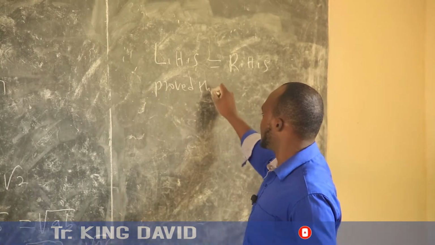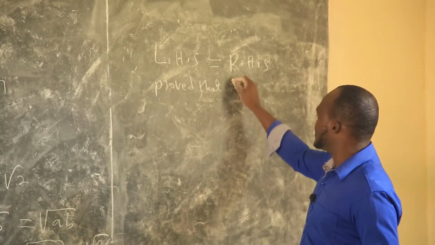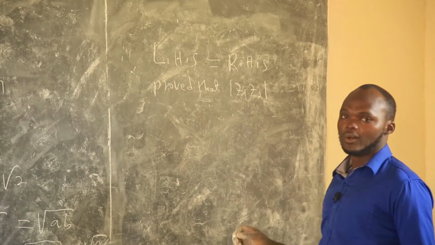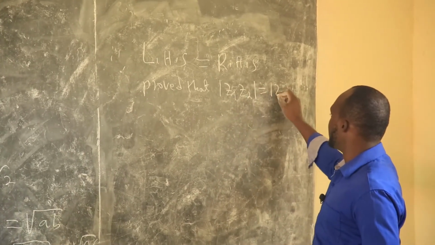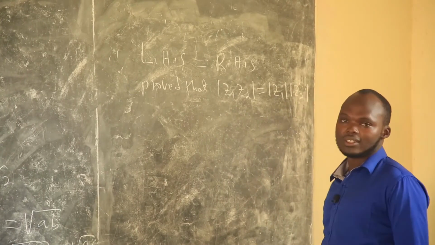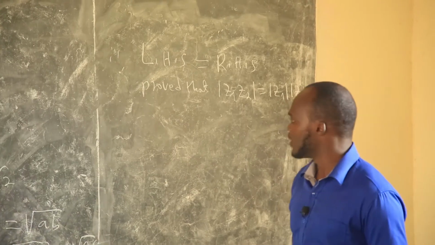that the modulus of Z1 times Z2 equals the modulus of Z1 times the modulus of Z2. So that's the answer. Number 1.